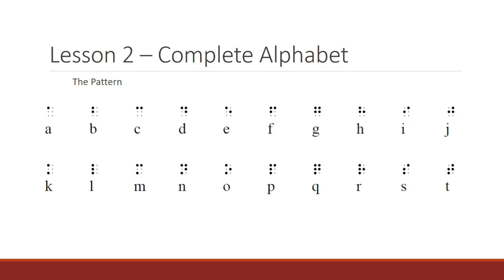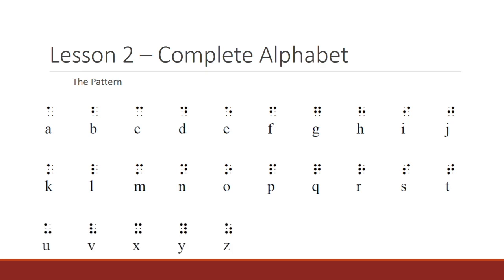K is dots 1 and 3, L, dots 1, 2, and 3, M, dots 1, 3, and 4, N, dots 1, 3, 4, and 5, O, dots 1, 3, and 5, P, dots 1, 2, 3, and 4, Q, dots 1, 2, 3, 4, and 5, R, dots 1, 2, 3, and 5, S, dots 2, 3, and 4, and T, dots 2, 3, 4, and 5.